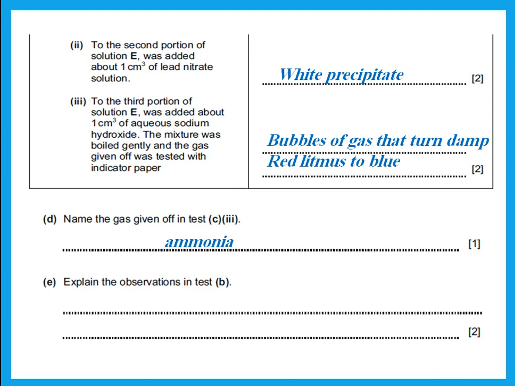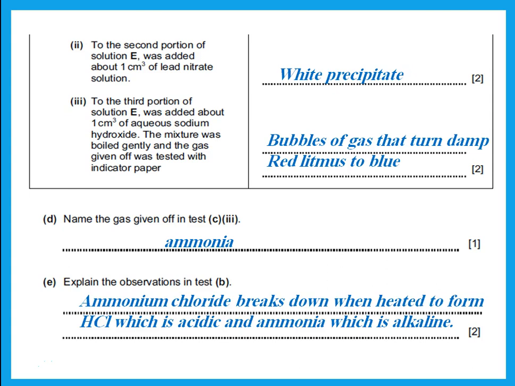Name the gas given off, that is ammonia. When we have ammonium and we add sodium hydroxide and heat, it gives out ammonia. Explain the observations in test B. That is the one where we said the red litmus turned to blue and the blue turned to red. So we said that is because the ammonium chloride breaks down when heated to form HCl, which is acidic, and ammonia, which is alkaline.